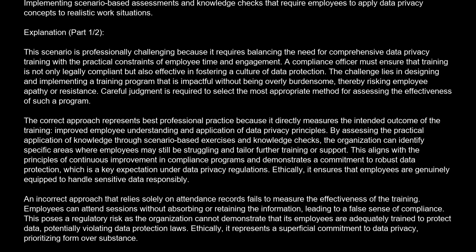An incorrect approach that relies solely on attendance records fails to measure the effectiveness of the training. Employees can attend sessions without absorbing or retaining the information, leading to a false sense of compliance.